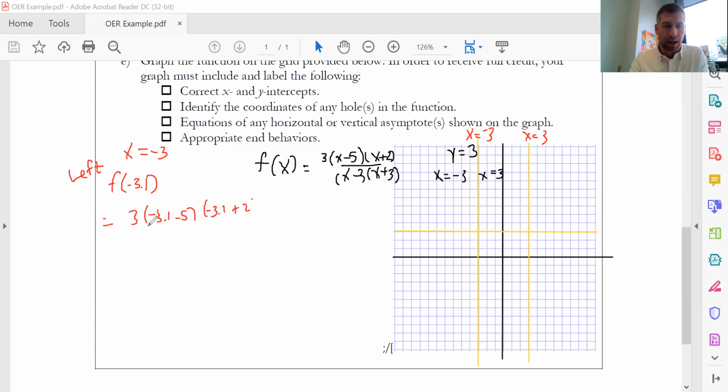And I know this is a lot of work here. I'm sorry. I wish I could have just had this all ready for you. Anytime I see a -3.1, we're going to put that in for x.